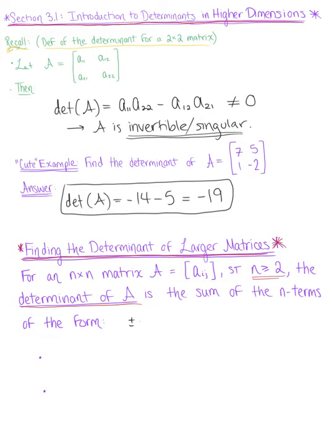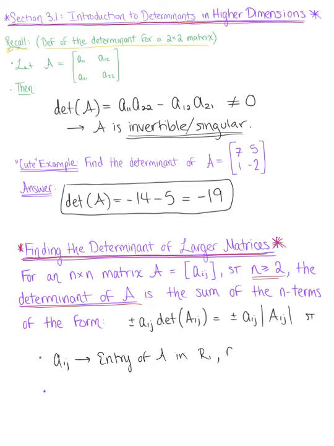We have plus or minus entry A sub 1j multiplied by the determinant of the matrix A sub 1j. We could alternatively write this as plus or minus entry A sub 1j, and it almost looks like the absolute value of the matrix A sub 1j. So that represents the determinant. And this is such that A sub 1j represents the entry of A in the first row, jth column. We also want to make a little love note here to ourselves that these entries are alternating.